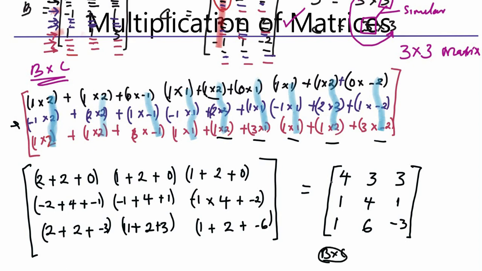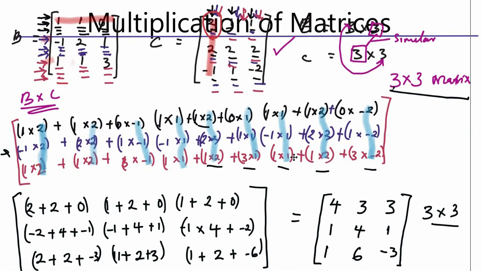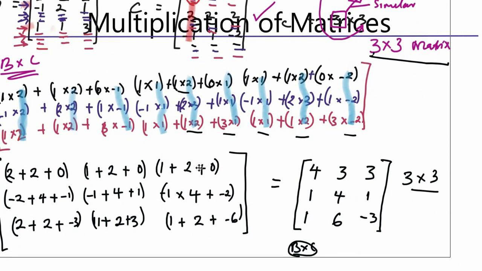And we can see that this matrix is a 3 by 3 matrix, which confirms what we had said before, that when we multiply these two matrices, it should always give us a 3 by 3 matrix. And we have confirmed that the solution for this matrix is a 3 by 3 matrix.